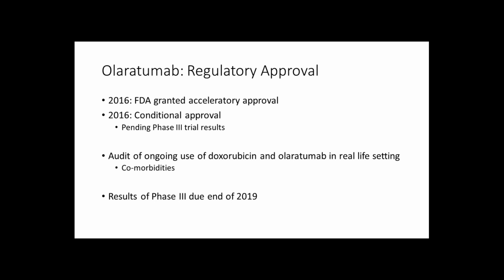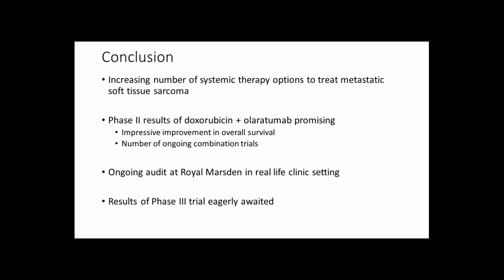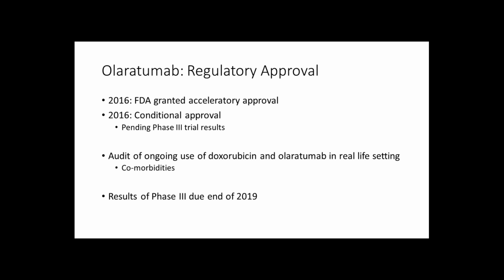Okay, then you mentioned before, well, the approval is pretty wide open, let me put it that way, for Olaratumab for all the soft tissue sarcomas. But do you have any subtypes you prefer to put on Olaratumab, or how do you decide which patient receives the drug and who doesn't?